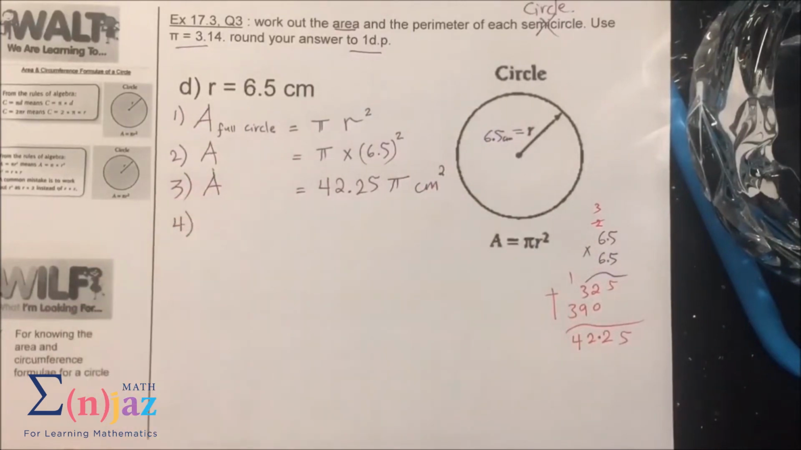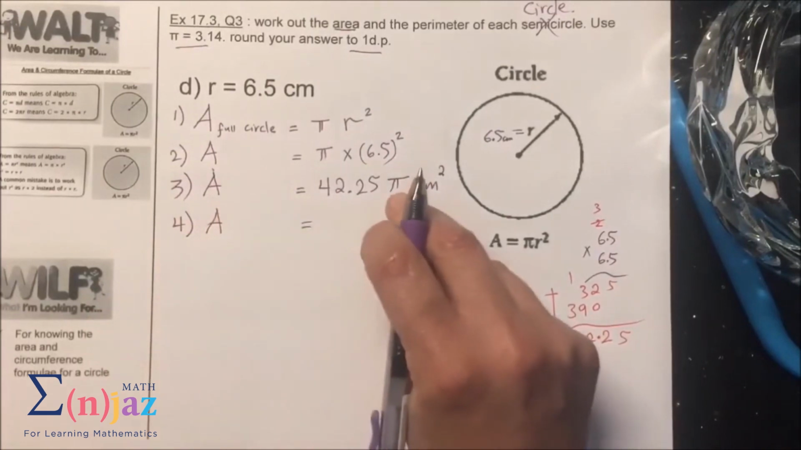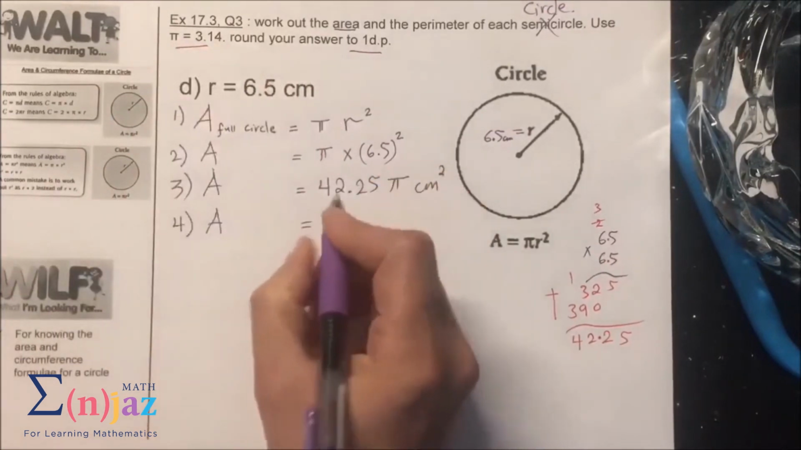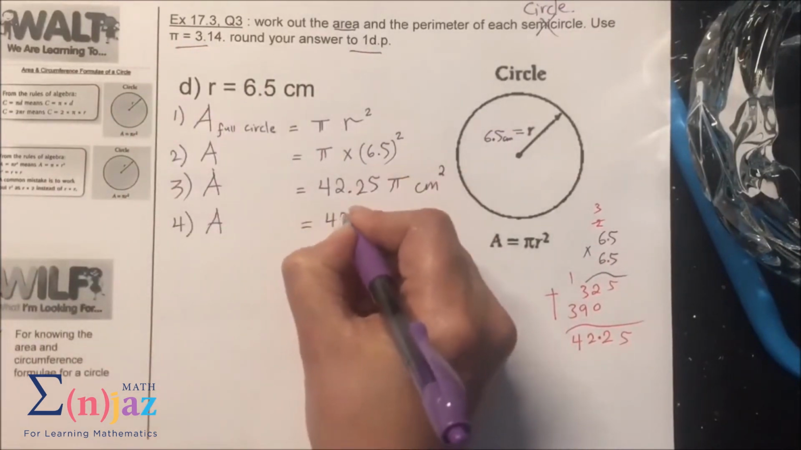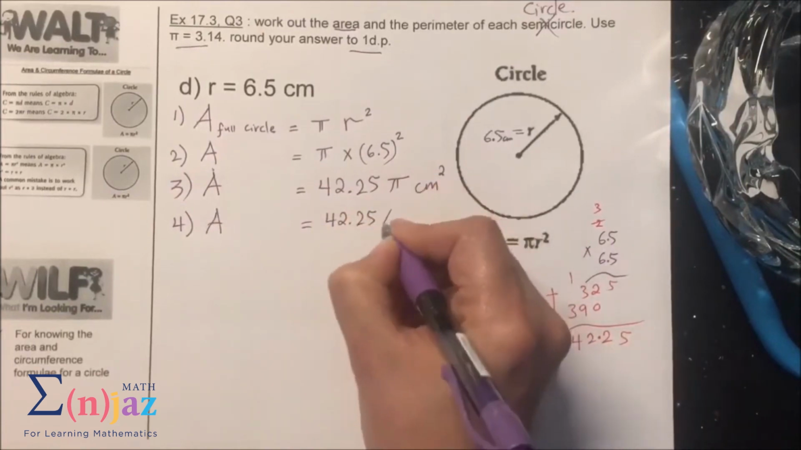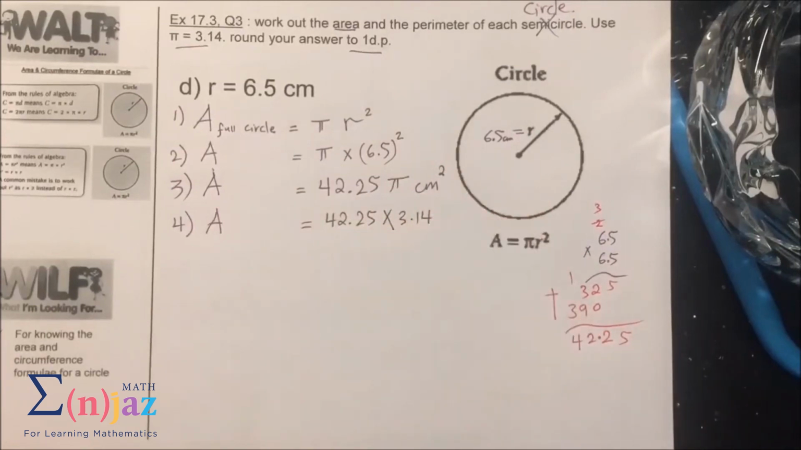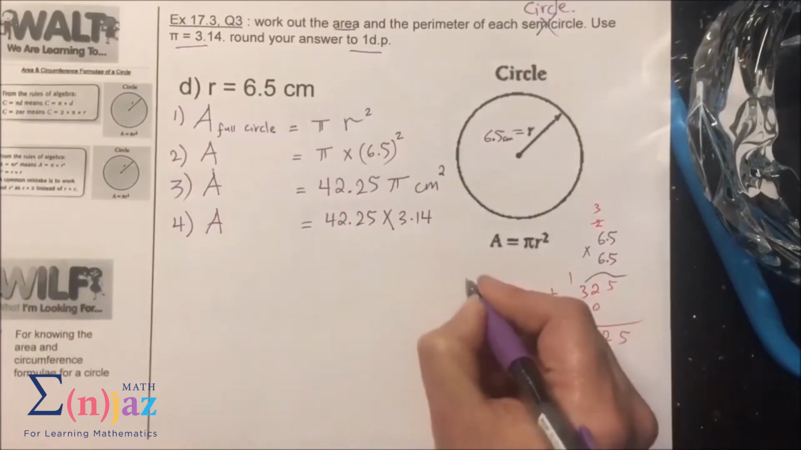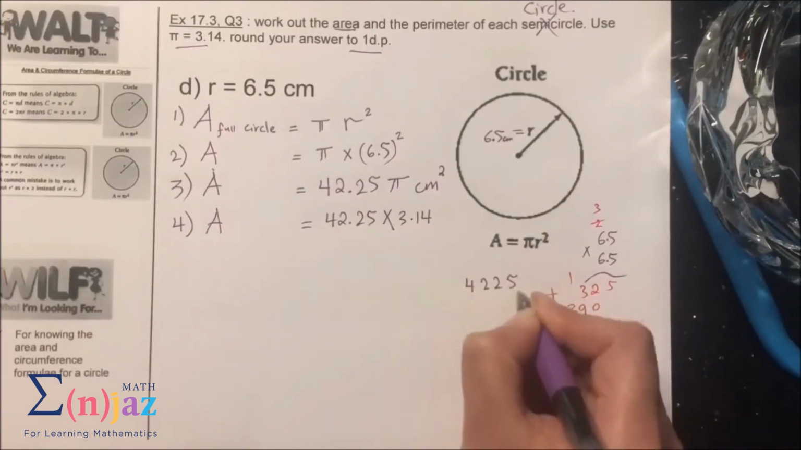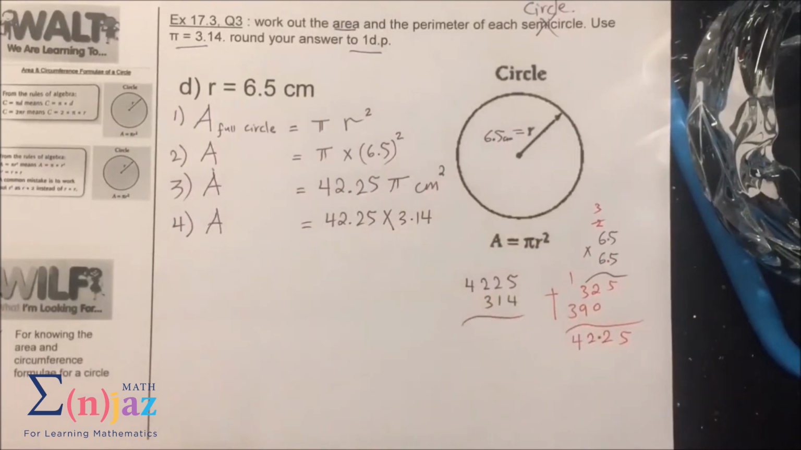Step number 4, area. We are going to substitute pi and replace it with 3.14. So it's 42.25 pi, it means times 3.14, and I'm going to multiply. So 4225 times 314, and we're multiplying.